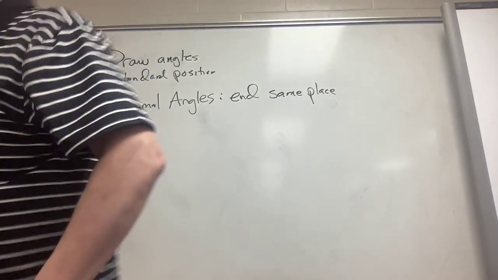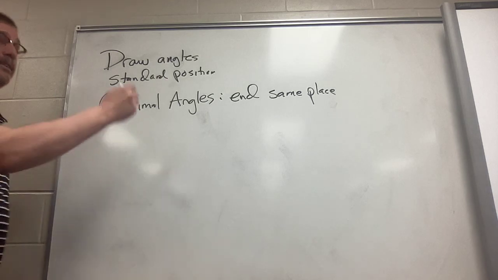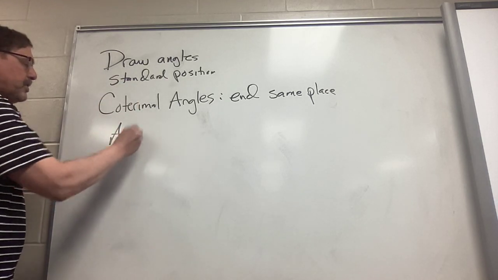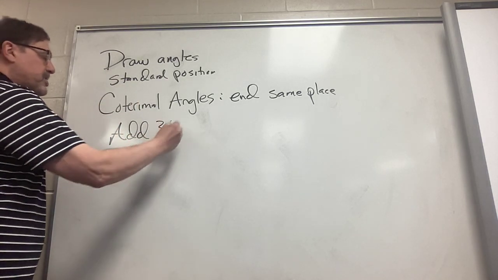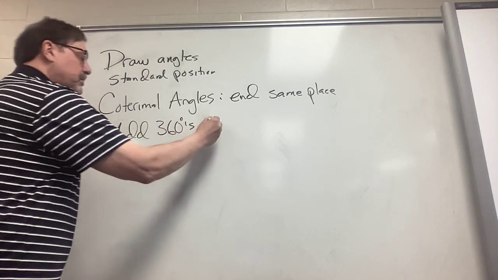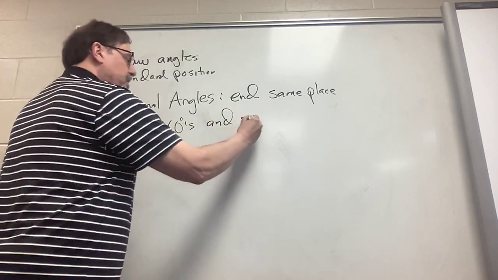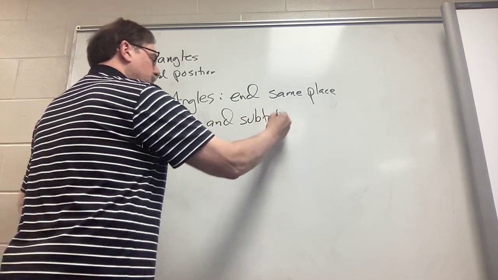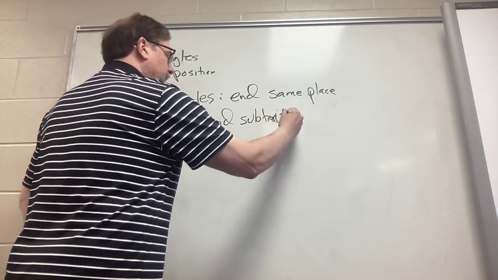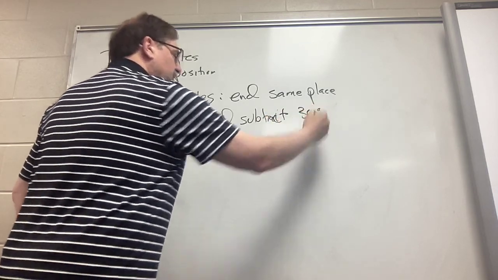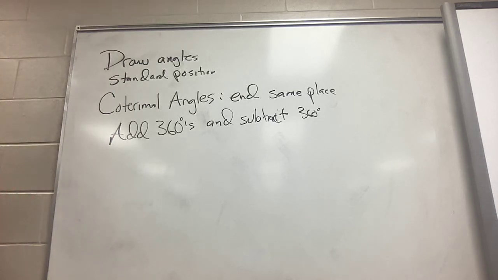So to get coterminal angles, here's the thing. Simply add 360 degrees and subtract 360 degrees. So somebody spins once 360, or spins twice 360, or becomes a miracle and spins 10 times 360.